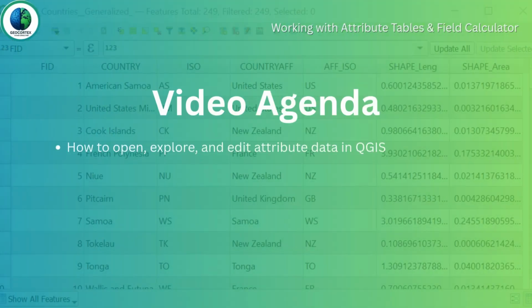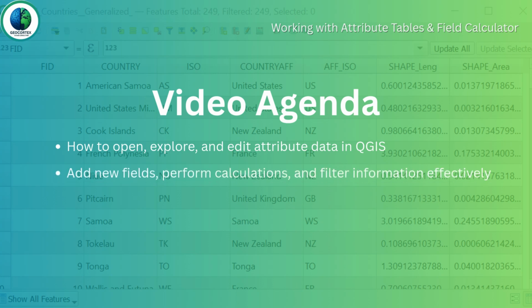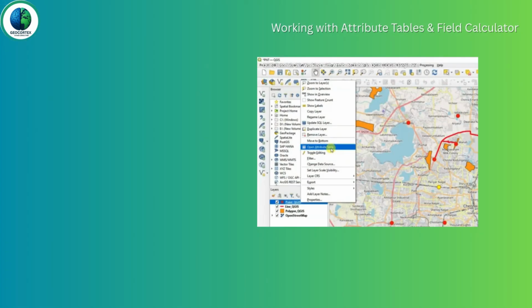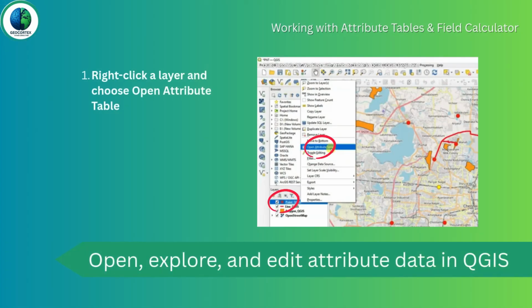In this video, we're learning how to open, explore, and edit attribute data in QGIS, add new fields, perform calculations, and filter information effectively. To begin, right-click a layer and choose Open Attribute Table.